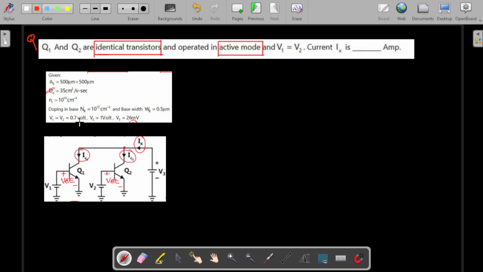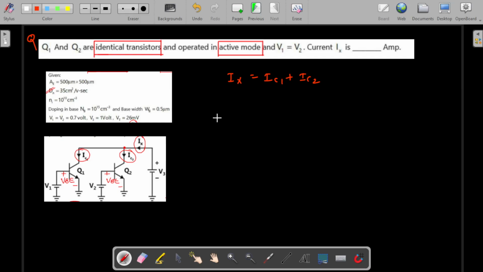They have given AE, which is 500, and a lot of other information. Our ultimate aim is to calculate Ix. Ix is equal to IC1 plus IC2, as we can state from the figure. This is the only thing we need to calculate. Please pause the video and try to answer it here.